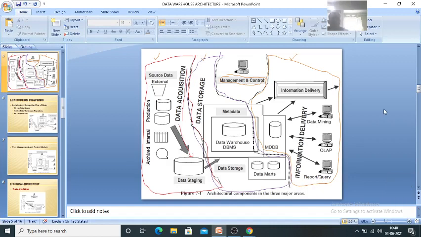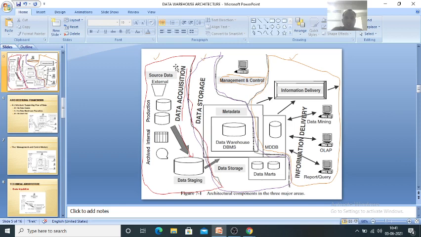In data mining, sorry, let me start from here. Good morning. In the previous class, we saw that the architecture of the data warehouse is divided into three major areas: data acquisition, data storage, and information delivery system.